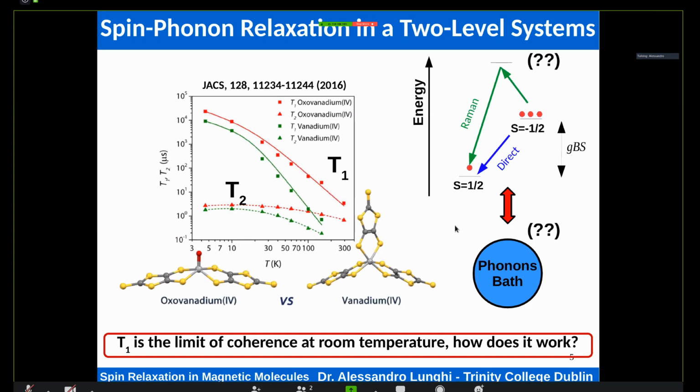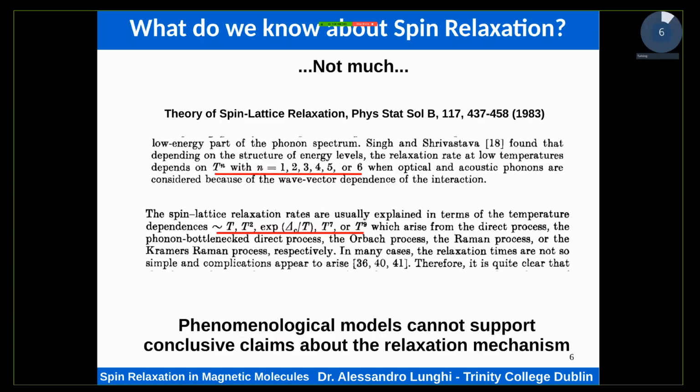And so it's natural to ask ourselves how these processes work. Can we learn something about this entire process and see if we can tune T1 and increase it? Let's see what we know about these processes. Well, the answer is not so much.